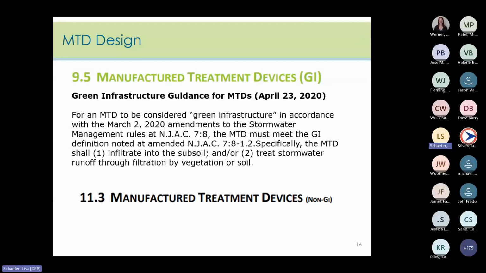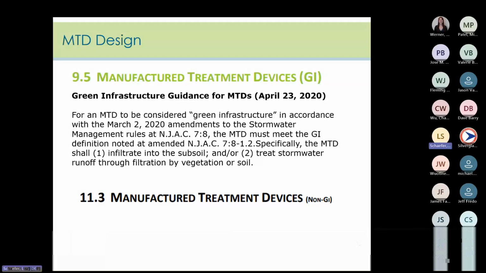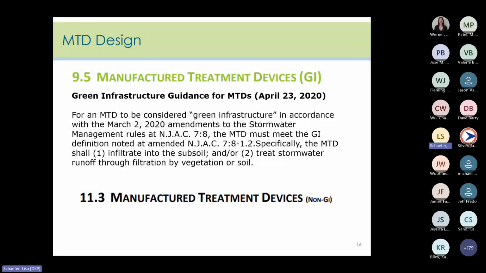Green infrastructure manufactured treatment devices and non-green infrastructure MTDs. A GI MTD shall infiltrate runoff into the subsoil and/or treat stormwater runoff through filtration by vegetation or soil. An MTD that uses a biofiltration media and can be configured above ground and incorporates, say, a tree box, a planter box, or shrubs, and so forth, would meet the GI definition.